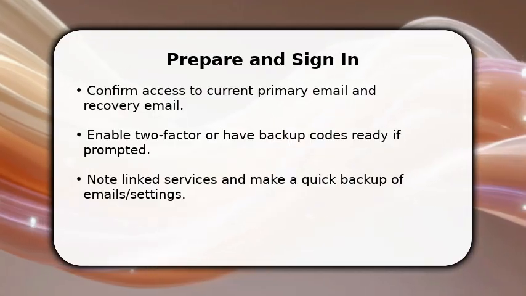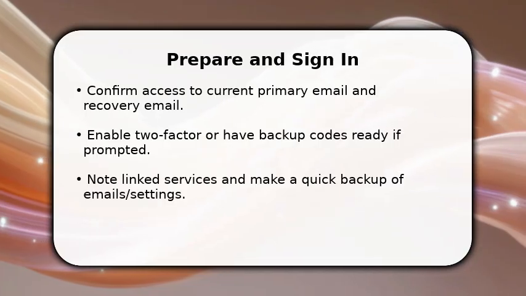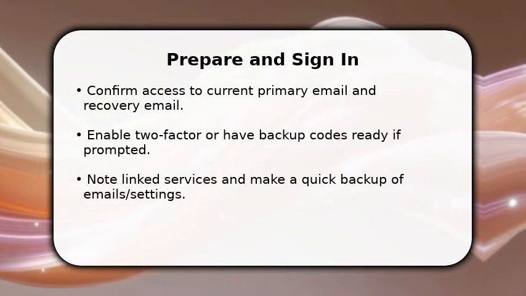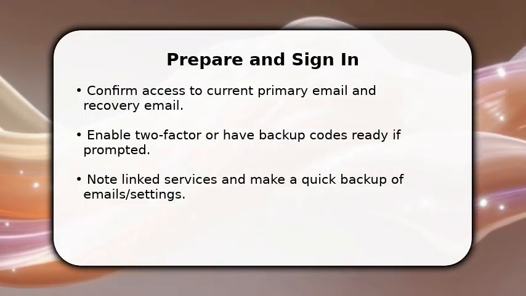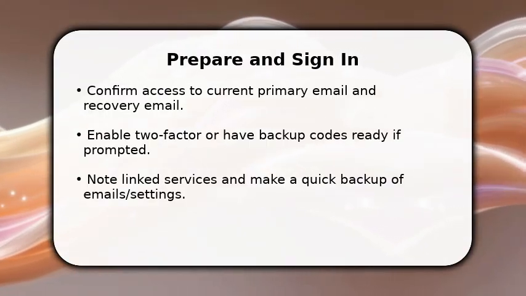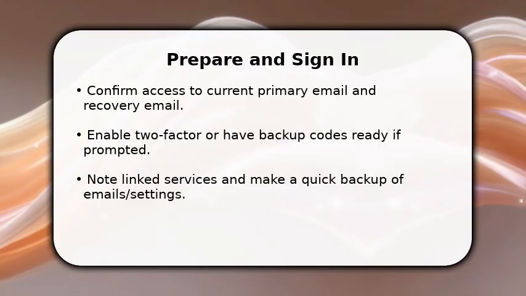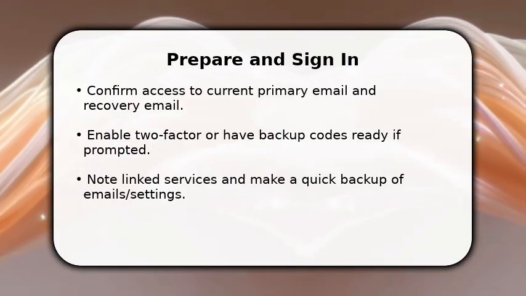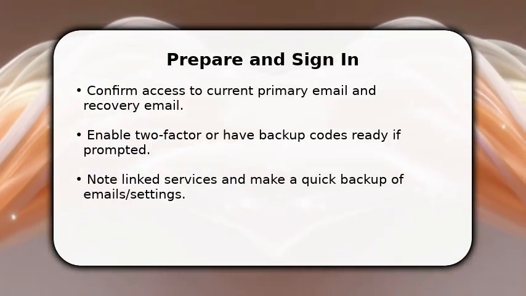You start by signing into the account where you want to change the primary email. Make sure you can access the current primary and any recovery addresses. This prevents lockout. Once signed in, review linked services so you know what will be affected. Then open account or profile settings and locate email or contact info. That's where we begin the actual change process.